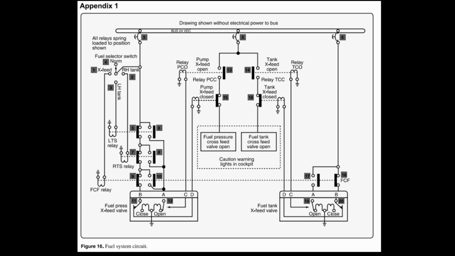Down at the bottom, we've got this fuel pressure crossfeed valve. The purpose of these selectors is they're going to run this valve open or closed and allow fuel to go through a different set of pipes. So this zigzag circuit here is merely just a way to get this to either run open or run closed. When this gets to the end of its travel, there is a limit switch. 11 is a limit switch.